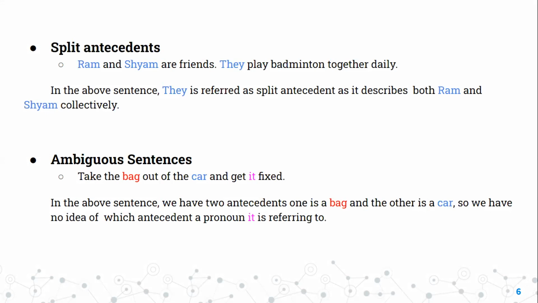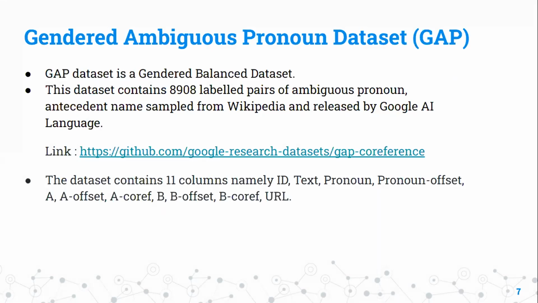What are ambiguous sentences? These are the type of sentences which are not clear. Let us consider the example: Take the bag out of the car and get it fixed. Here we don't have a clear-cut understanding of which noun the pronoun it is being referred to, which in turn makes the pronoun it an ambiguous pronoun, and that in turn makes the whole sentence an ambiguous sentence. And we have made use of the GAP dataset to solve this problem.